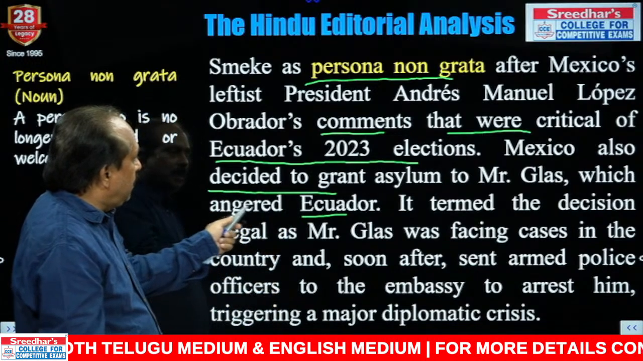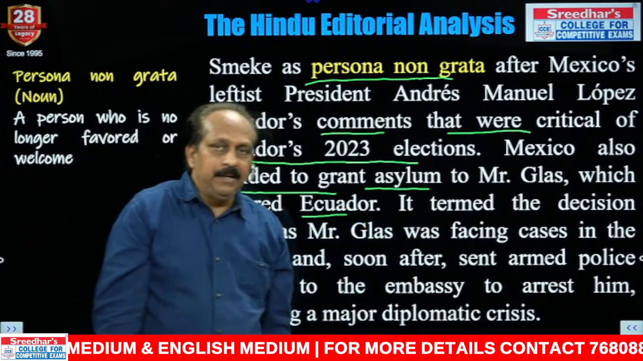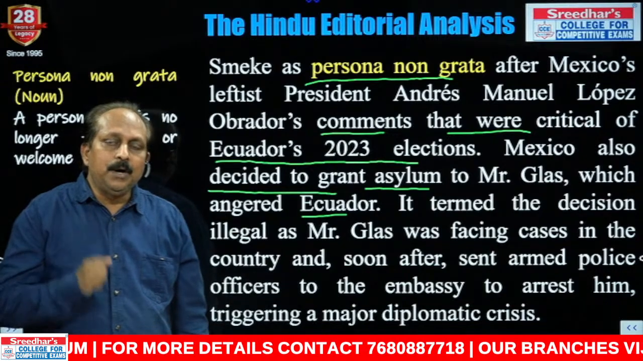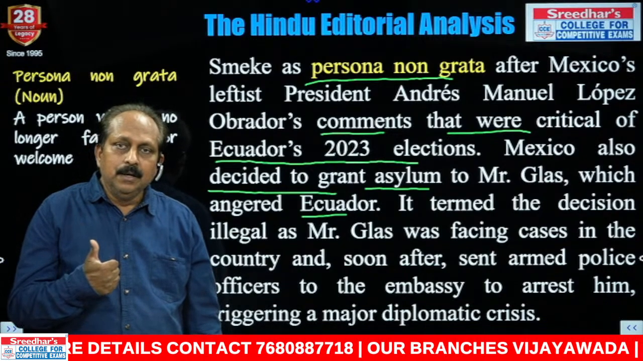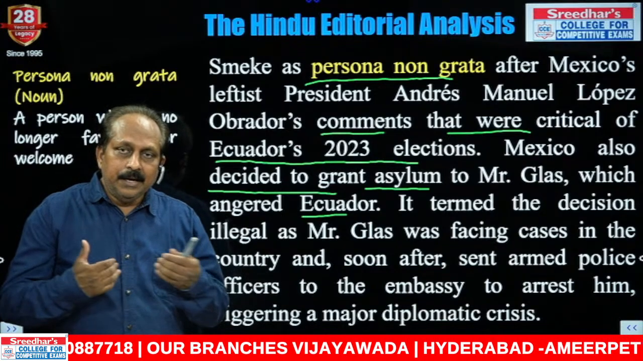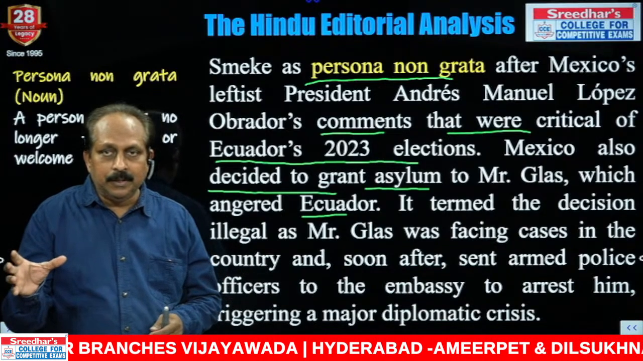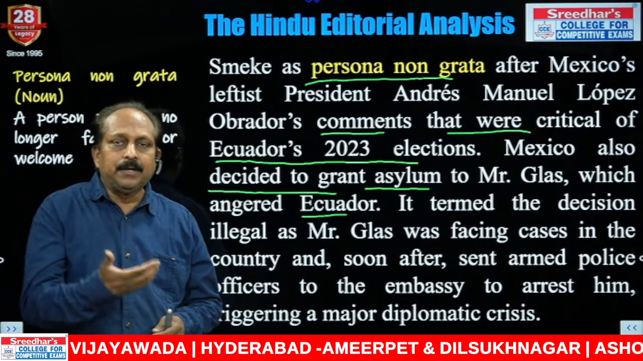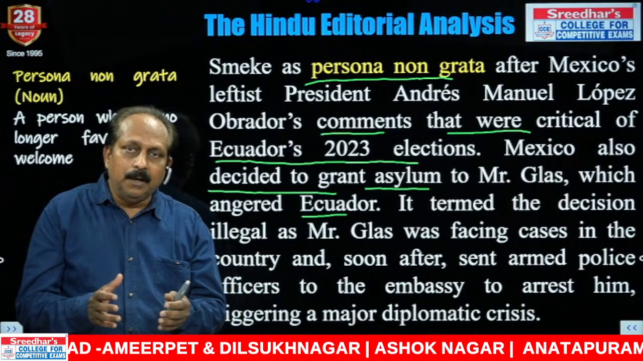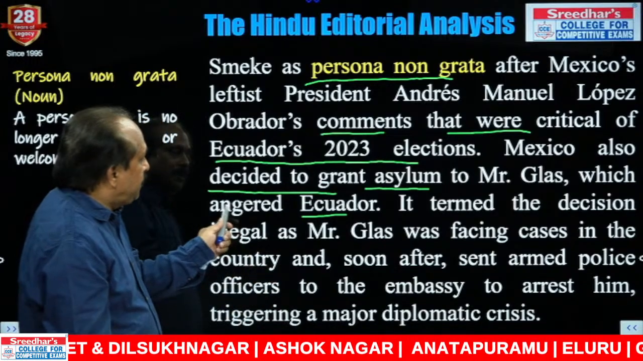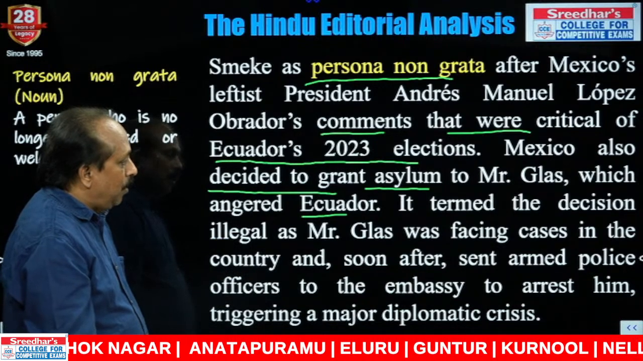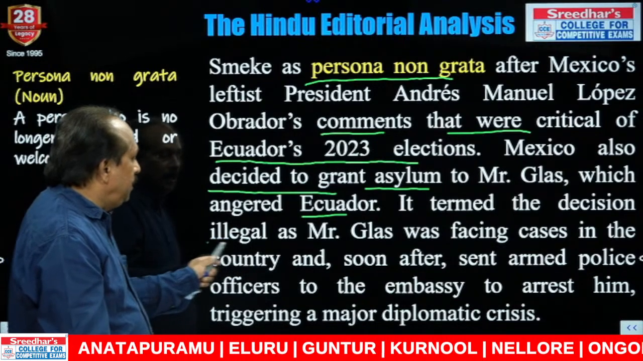Mexico also decided to grant asylum. Asylum means shelter. We have got this word many a time. Asylum has two different meanings. One meaning, a place for lunatics or mad people. In our country, we say mental hospital. It sounds very harsh, but a better word is asylum. One meaning. Another meaning, shelter, political shelter. Mexico also decided to grant asylum to Mr. Glass, which angered Ecuador. It termed the decision illegal.